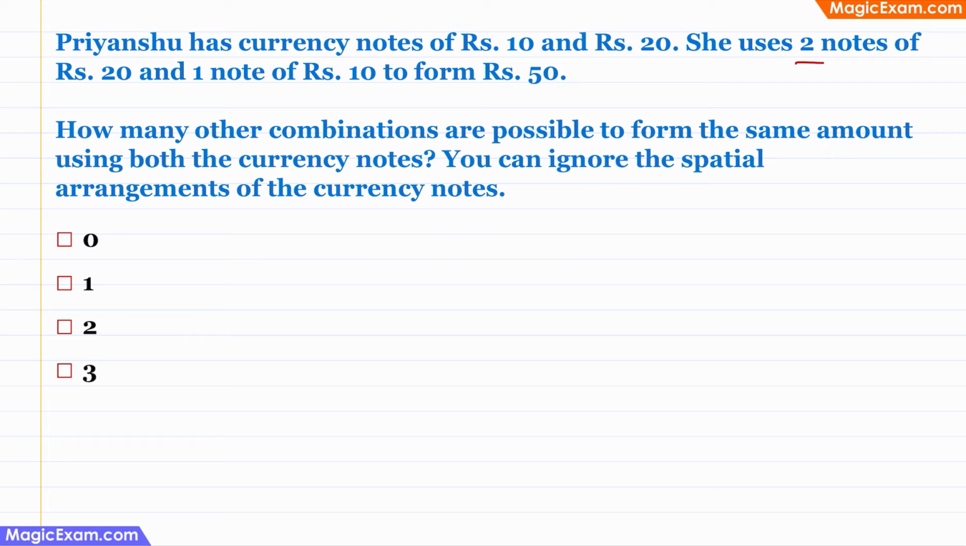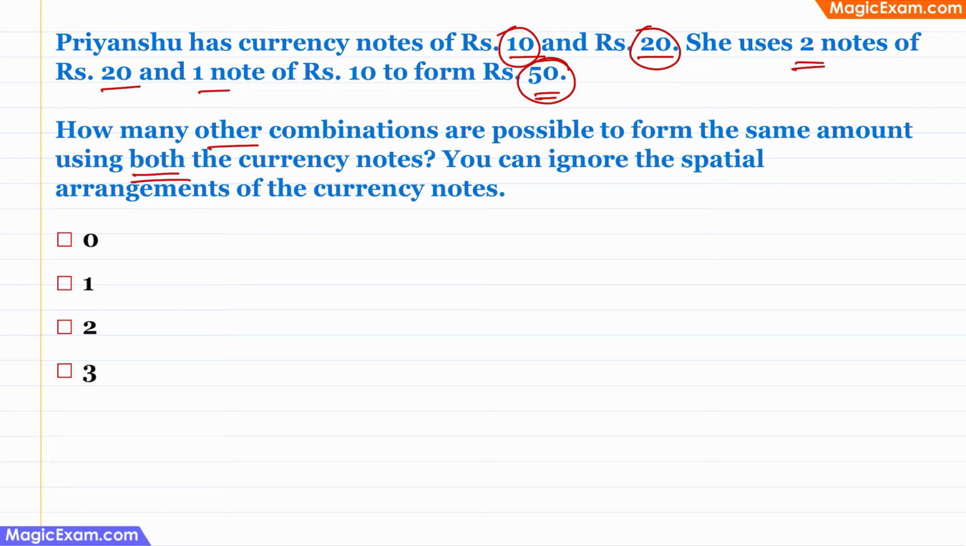Priyanshu has currency notes of 10 rupees and 20 rupees. She uses 2 notes of 20 and 1 note of 10 rupees to form 50 rupees. How many other combinations are possible to form the same amount using both the currency notes? You can ignore the spatial arrangements of the currency notes. So which means that we have to make this 50 using both 10 rupee notes and 20 rupee notes. So how many combinations are possible?